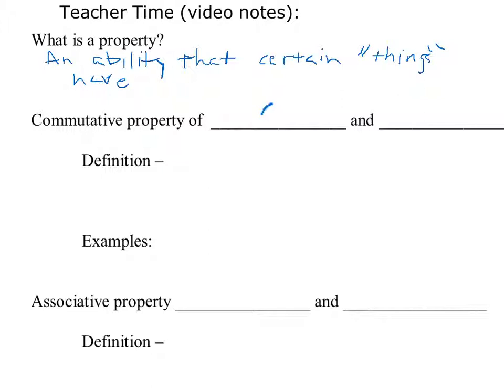Brune. Addition and multiplication. So it didn't give us a definition exactly for us to copy down, but some of us should be able to use our prior knowledge. Mr. Espinoza, what definition do you have for the commutative property? To be able to move the numbers around in different orders and still get the same answer.